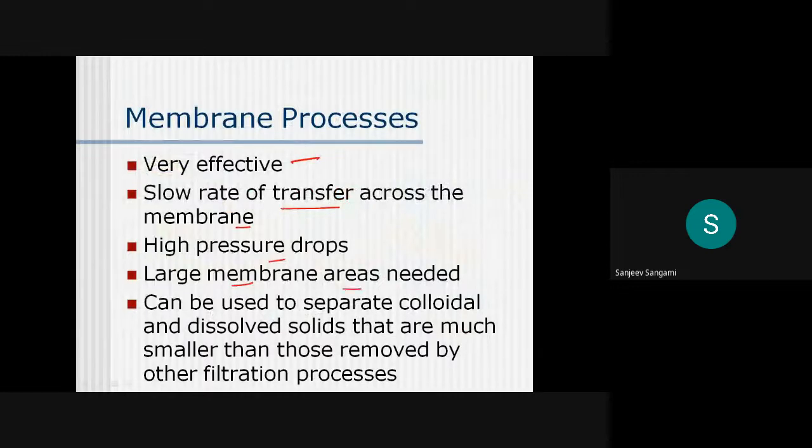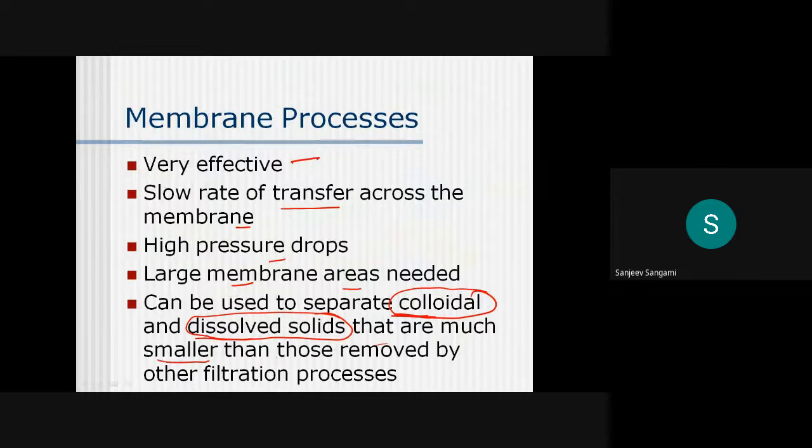They can be used to separate colloidal and dissolved solids, very important, that are much smaller than those removed by other filtration processes. They are specifically designed for colloidal and dissolved solids, which are much smaller than any other particles.